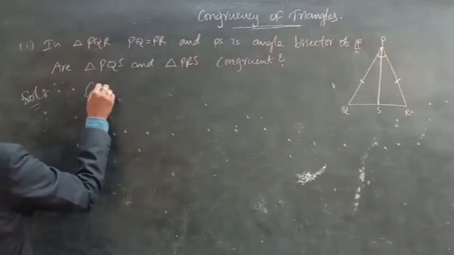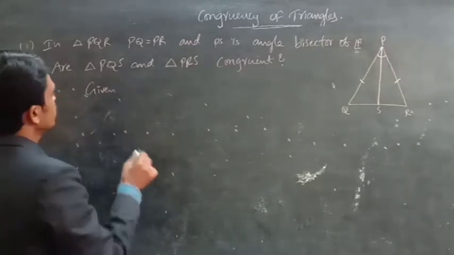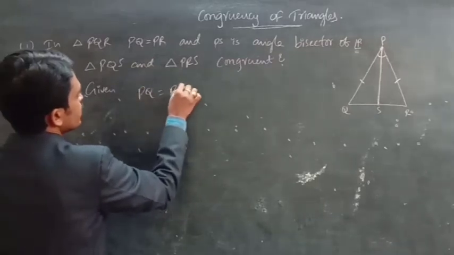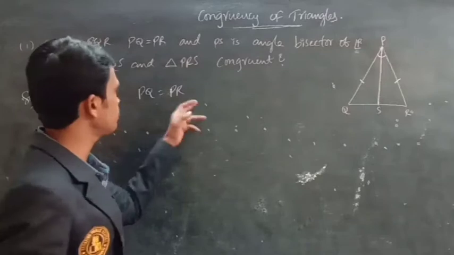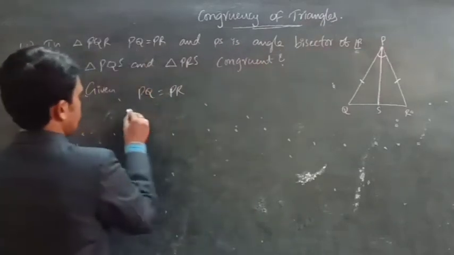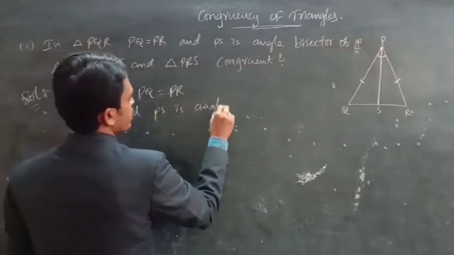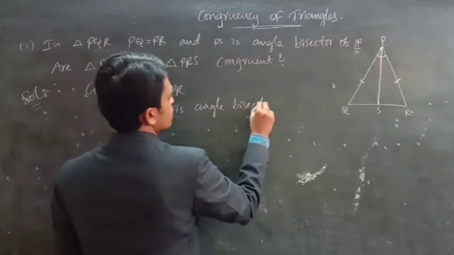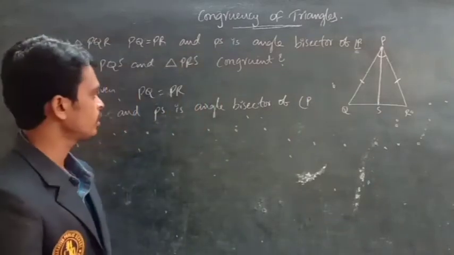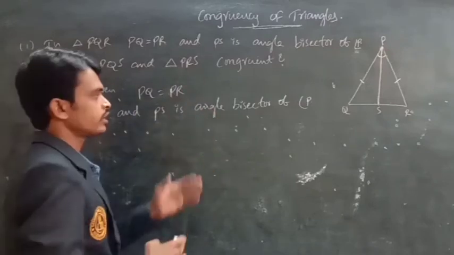First, we should write the given. What is given here? First, PQ is equal to PR. And PS is the angle bisector of P. Now, by taking these two triangles, are they congruent or not?